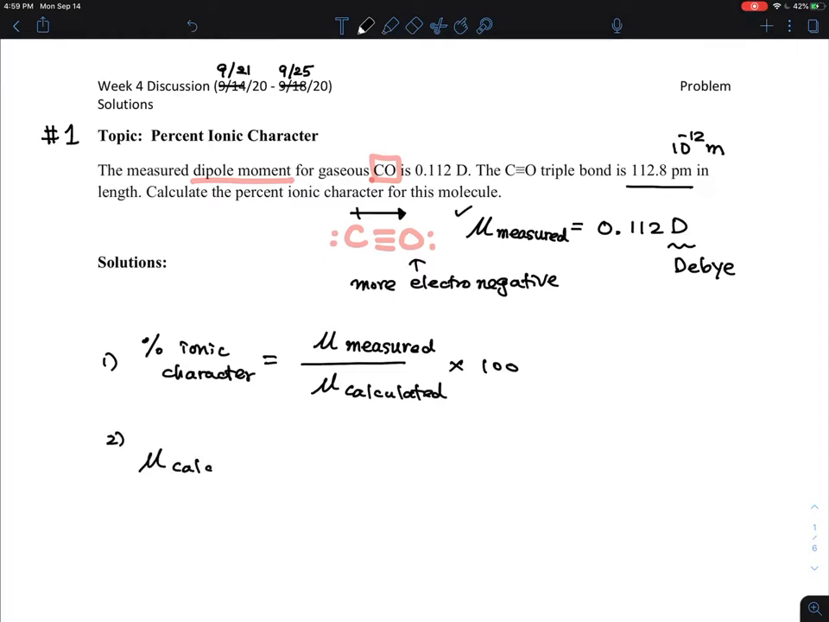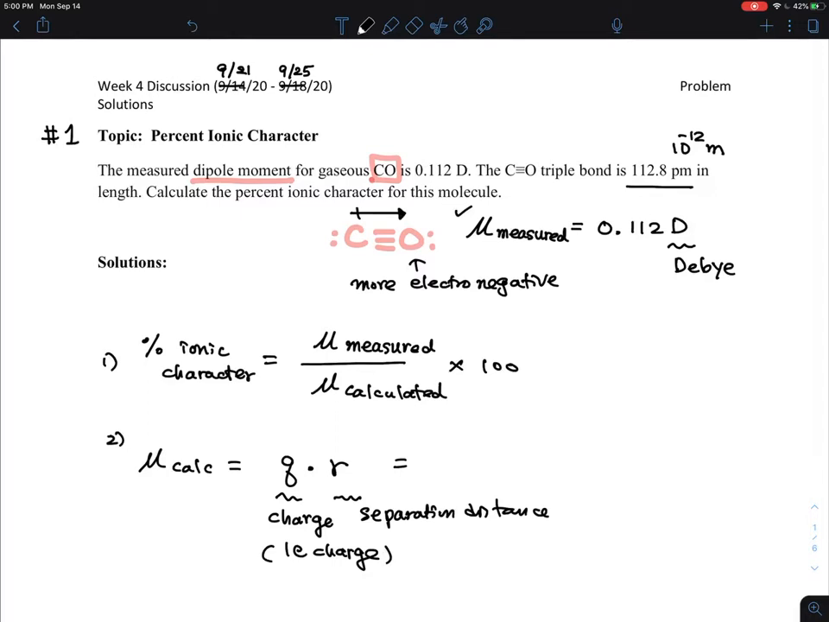So let's just shorten it as calc. That's the calculated value, and that is Q times R. So it is a multiplication of charge by the separation distance. Okay, so what will be the charge for one electron to be separated? This is a 1 electron charge.